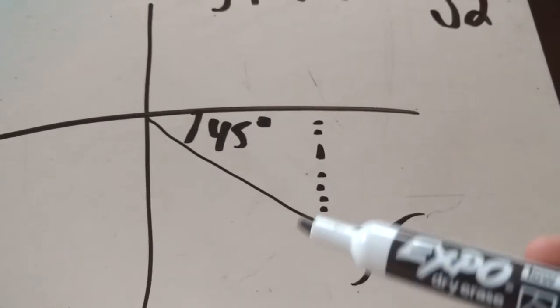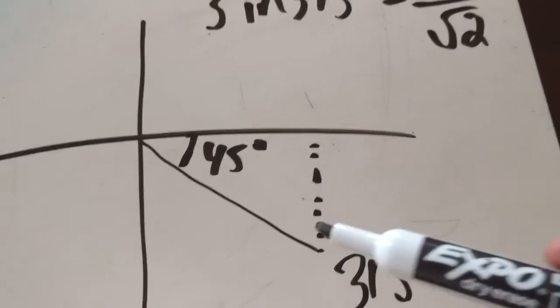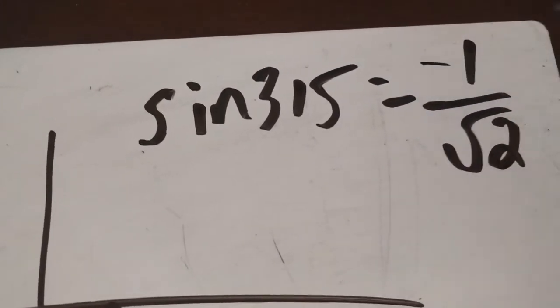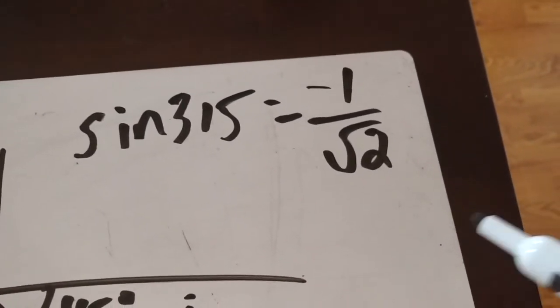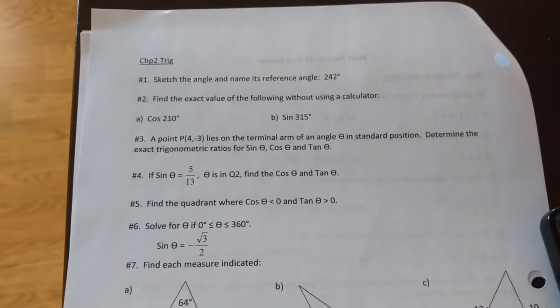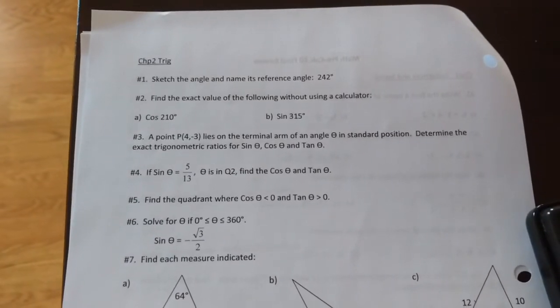Well, since we're dealing with sine and we're in the cosine quadrant, that means this is once again going to be negative. So our answer will be negative 1 over root 2. P(4, -3) lies on the terminal arm. Determine the exact trig ratios of sine, cosine, tan.